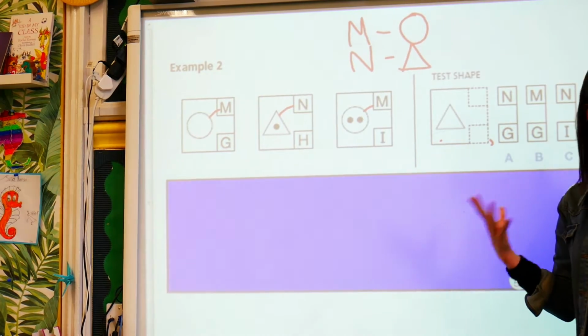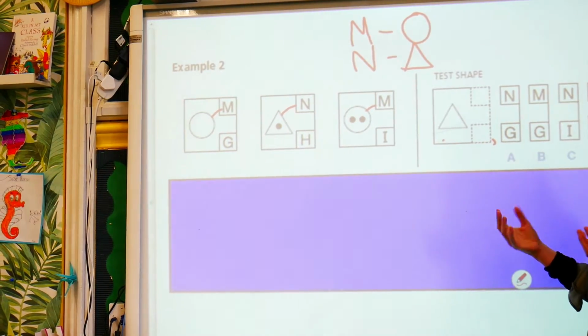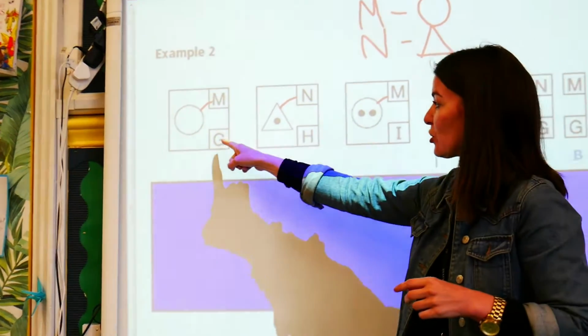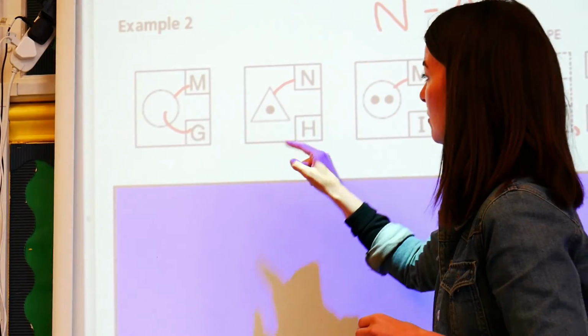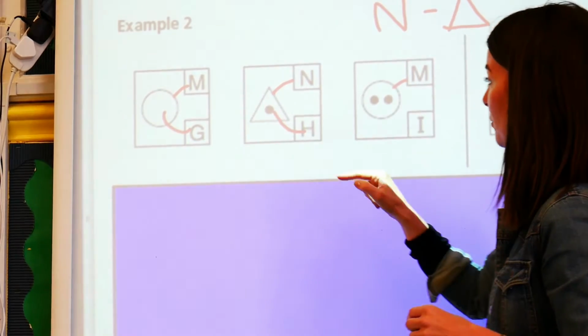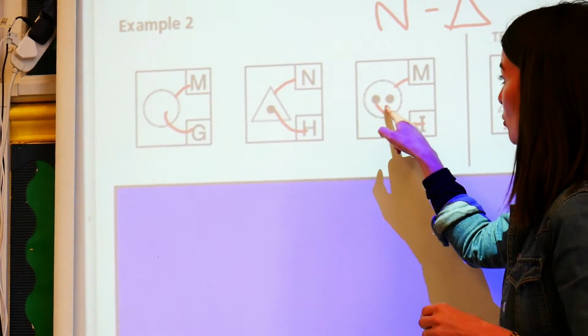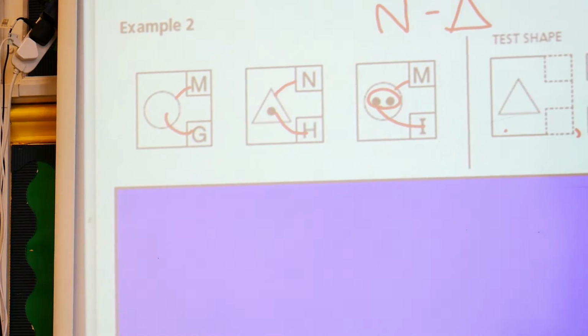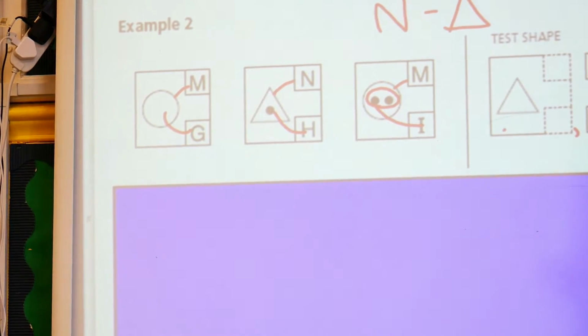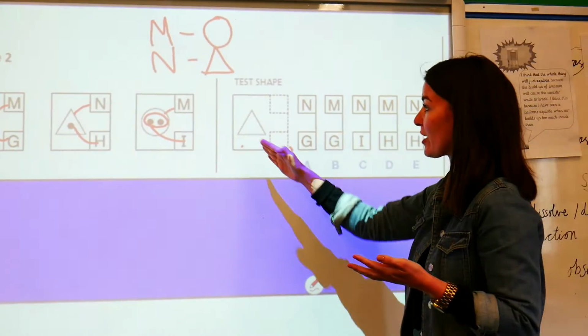So now I look at the other thing that's to do with the shape. I've got G means no dots. I'm going to do a little line, no dots. H, 1 dot. I, 2 dots. Okay? So the bottom letters represent how many dots are in the shape. So now let's look at our test shape here.